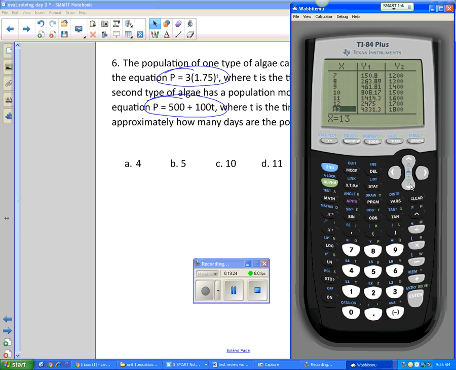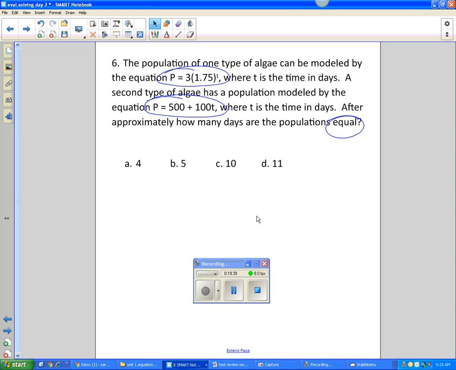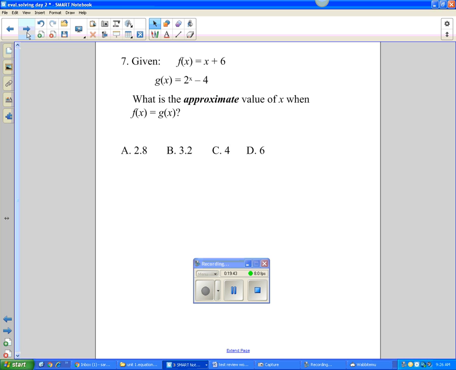All right, it looks like they're the closest at 11. It looks like that's about as close as they're going to get. 1,400 and 1,600. I know that's not equal, but that's the closest that they are. So what would the answer be? D, 11. Okay. All right, number 7, f of x equals x plus 6, g of x equals 2 to the x minus 4. What is the approximate value of x when f of x equals g of x?